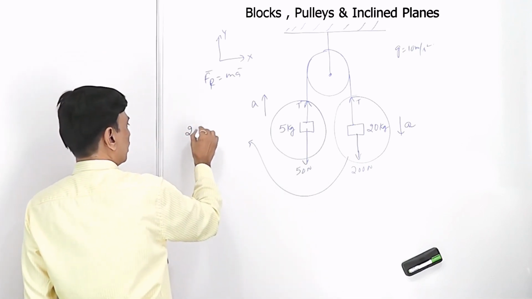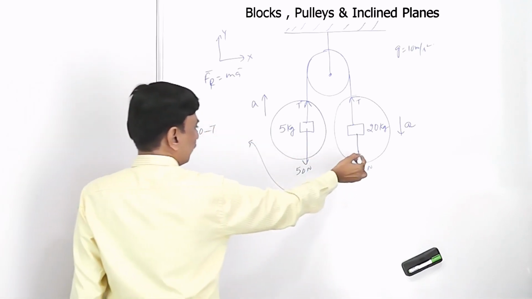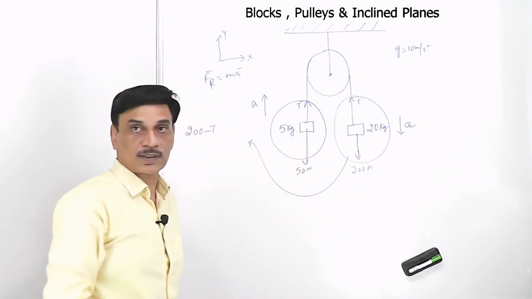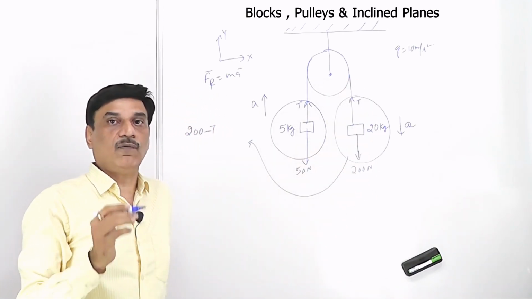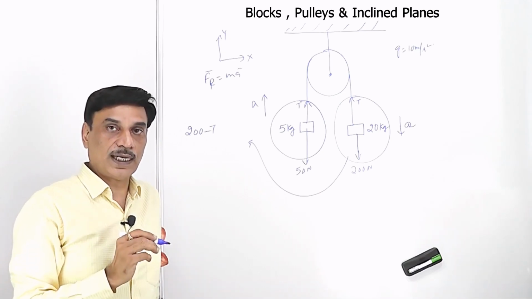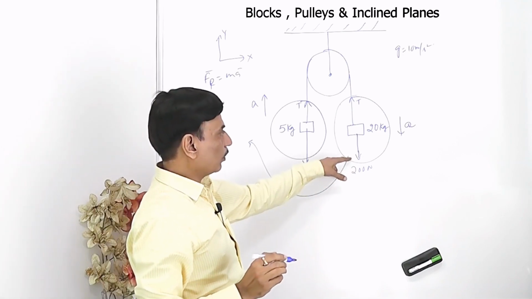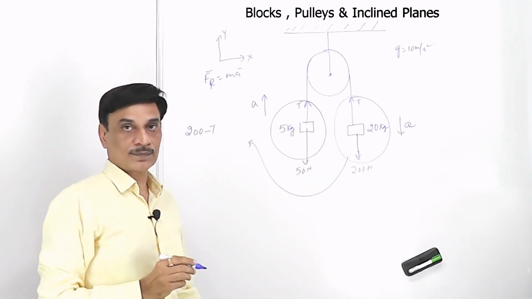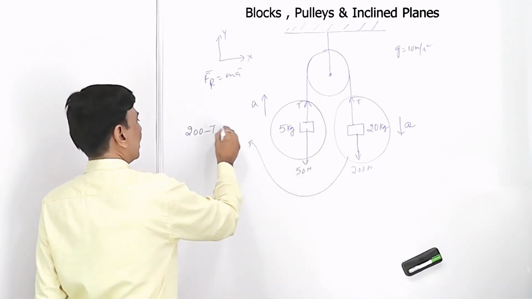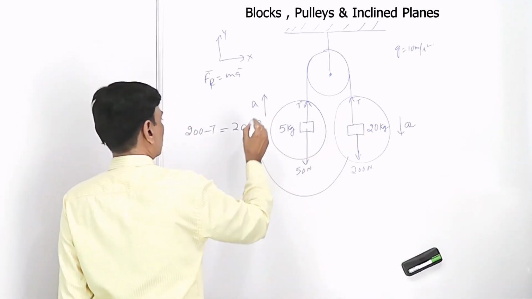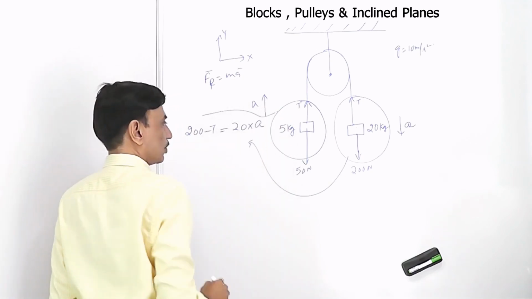So the equation is going to be 200 minus T, net force. Net force is downward forces minus upward forces because this is accelerating downwards. If this is accelerating downwards, obviously the net force has to be in the downward direction. So we subtract the upward forces from the downward forces. So it is 200 minus T, the net force, is equal to mass, mass is 20, into acceleration, which we don't know. So this is the first equation.